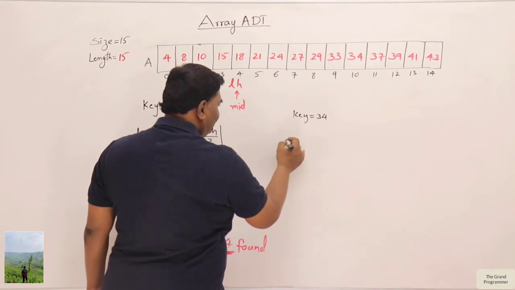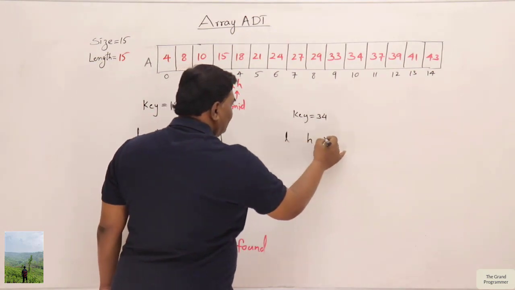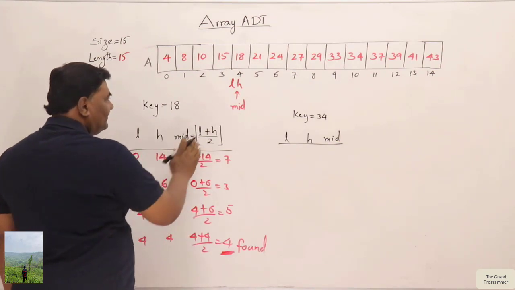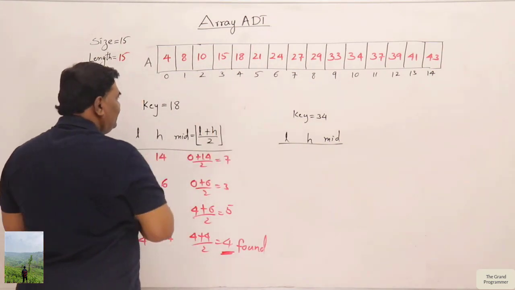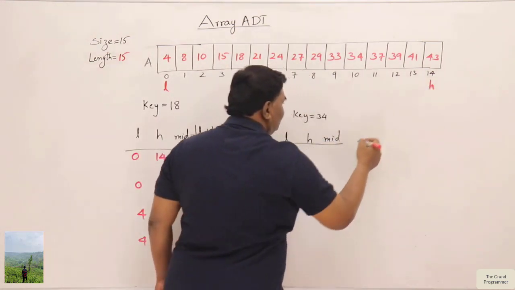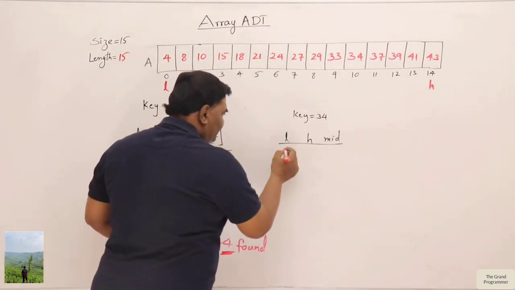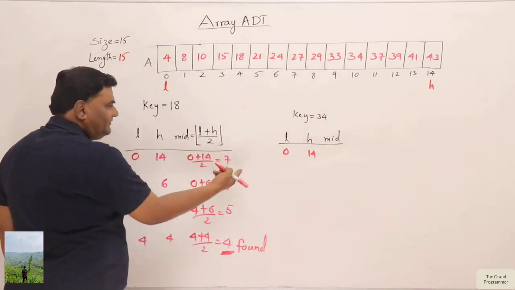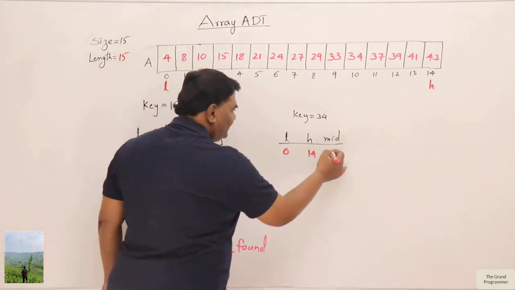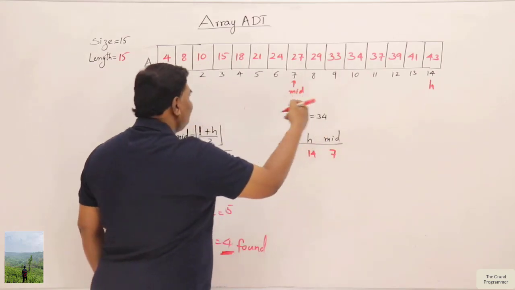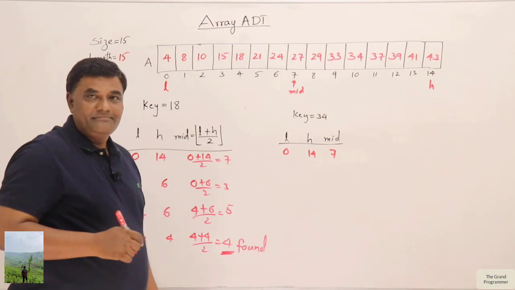The values that we need are low, high, and mid. So already you know the formula for mid. Now let us start. Initially low is here and high is here. So low is 0, high is 14. Find mid. Mid value we always get the same thing. 0 plus 14 by 2 is always 7. So mid will be here. So for this list mid is always the same.